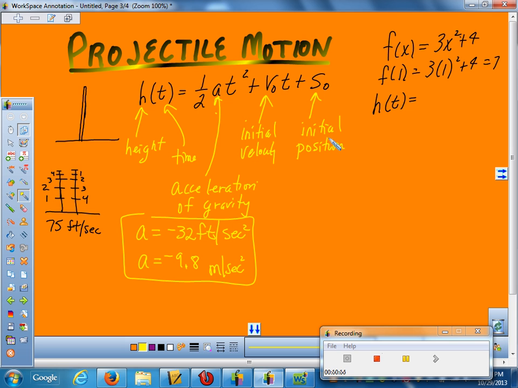Okay, that's a good question. She asked me whether you're shooting it upwards, or say you were on top of a building and you throw it downwards, what do you do differently? If it's going upward, your velocity will be positive. If you're going downward, velocity will be negative. So depending on which direction you're throwing, you change the velocity number.